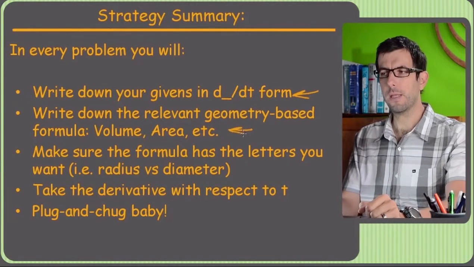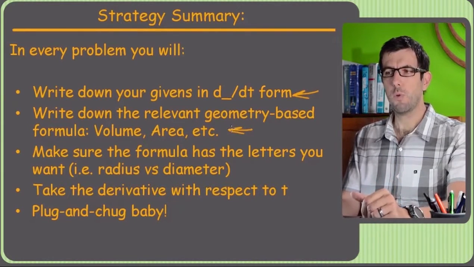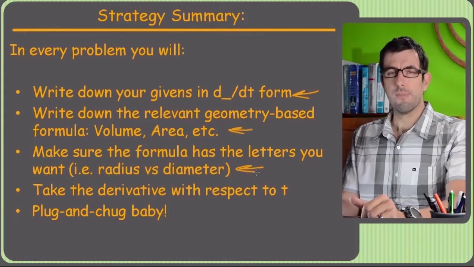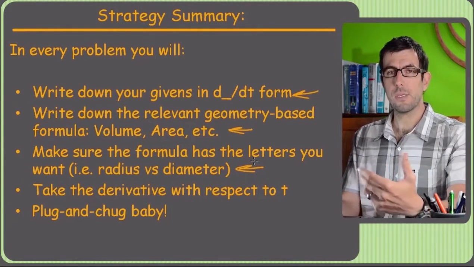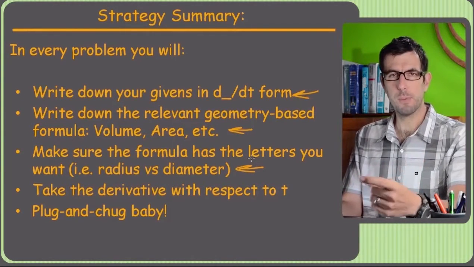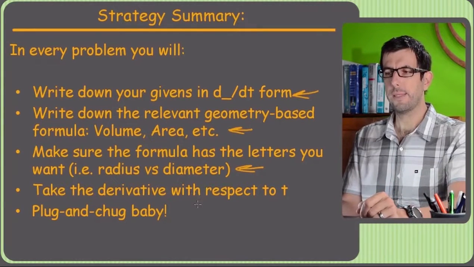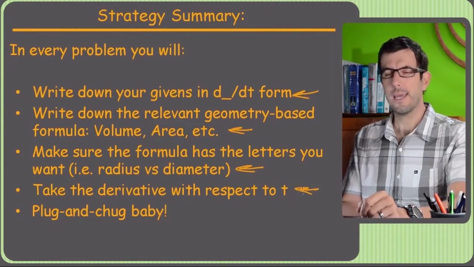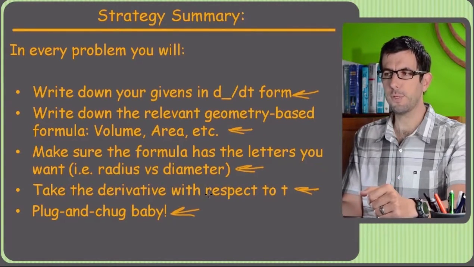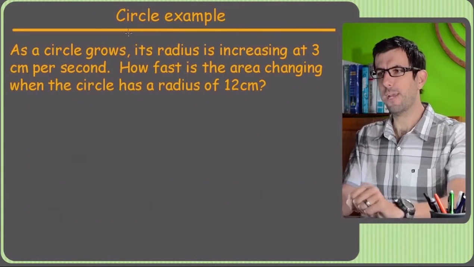Then we're going to pick a formula, like the volume or area or Pythagorean or something, that we'll want to take the derivative of. And we'll get it in terms of the letters we need, because sometimes they'll give you information in radius, but then ask for information in diameter or something, so you'll have to be able to convert between radius and circumference and stuff. And then take the derivative with respect to t, and plug everything in, and we'll be done. All right, so let's take a look at that. What is that, 1, 2, 3, 4, 5 steps? Never really counted, but sounds about right.